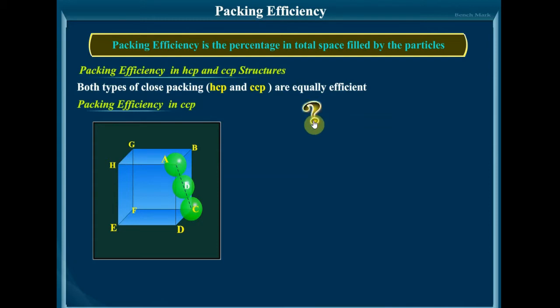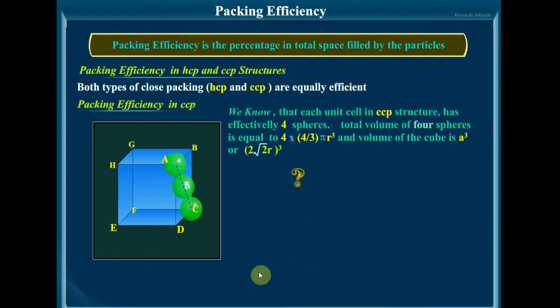We know that each unit cell in the CCP structure has effectively 4 spheres. You'll remember that we have already done that. Total volume of 4 spheres: as I had mentioned earlier, the volume of one sphere is 4 by 3 pi r cube, and there are 4 spheres, so the volume becomes 4 into 4 by 3 pi r cube. And the volume of the cube is A cube, where we have learned the relationship, so it is 2 root 2 r, the whole cube.